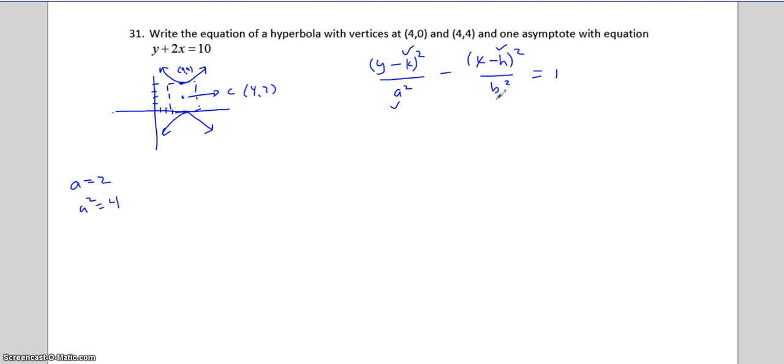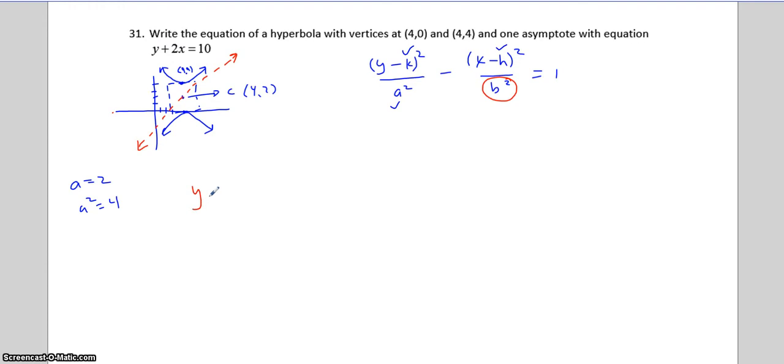So the only missing piece here is b. We don't really know b squared. So how can we use this asymptote to figure out what b is? Well, remember that the asymptote has to go through the corner of the box. And so we know the corners of the box in this, so we can use the slope of the asymptote to figure out the relative values of a and b.